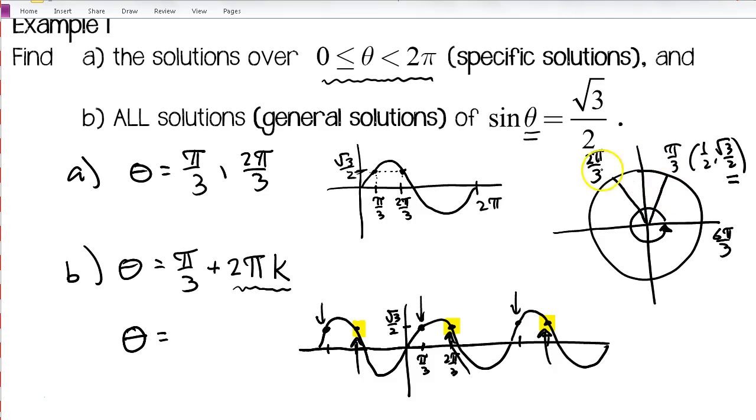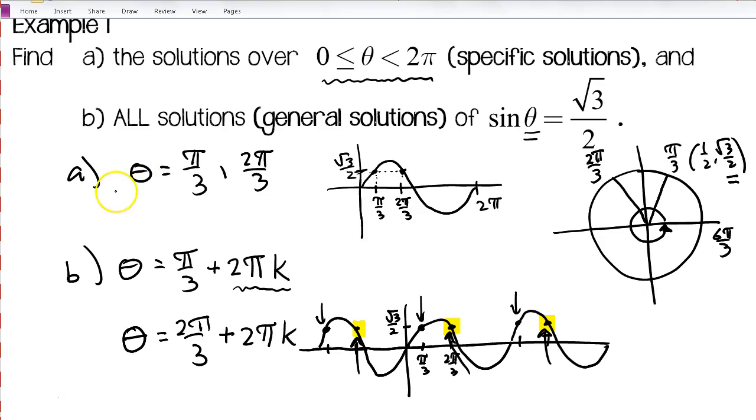Okay, so for 2 pi over 3, it would be the same thing. We're going to go around a full revolution k number of times, and that'll give us all the highlighted solutions. This next solution here would be if I added 2 pi once. This solution here would be if I added 2 pi times -1. So we can get every spot on that graph that corresponds to that.